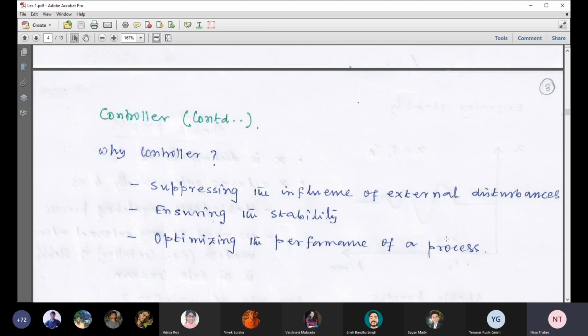Why do we need to use a controller? First, to suppress the influence of external disturbance. Second, to ensure the stability. And third, to optimize the performance of a process. That means we want to find an optimal operating condition at which we can have the best performance from the process.